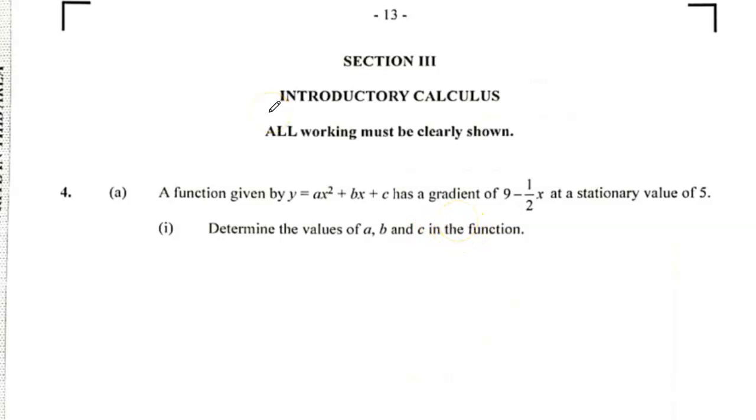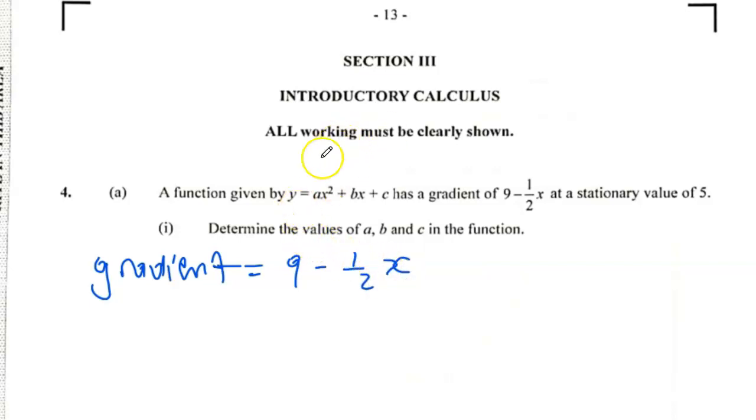So we are told that the gradient is equal to 9 minus half x, and we can always get the gradient of the function by finding dy by dx. So it means that dy by dx is equal to 9 minus half x. Let's find dy by dx.